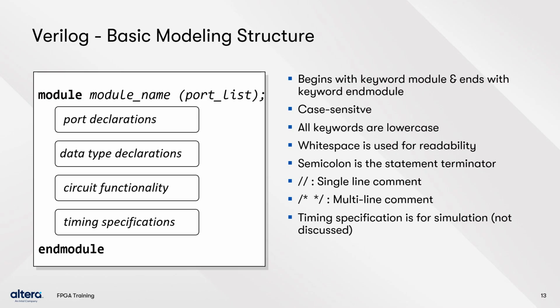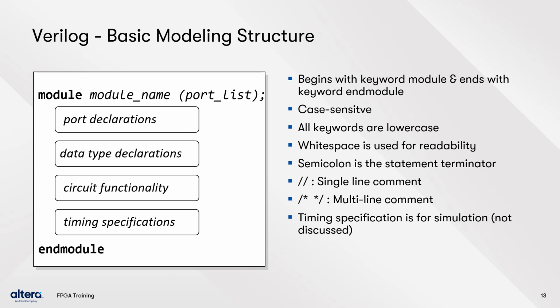Verilog HDL is case sensitive and all keywords are lowercase. Like C, Verilog HDL statements end with a semicolon. Single line comments begin with //, while /* is used to begin a multi-line comment and */ is used to end a multi-line comment. Verilog HDL is white space insensitive, which aids in readability.